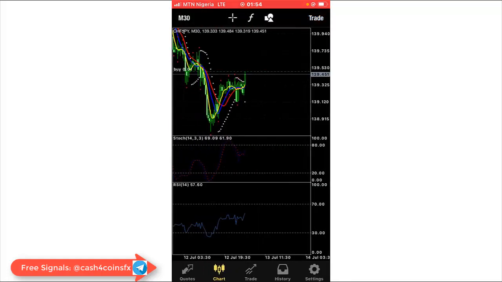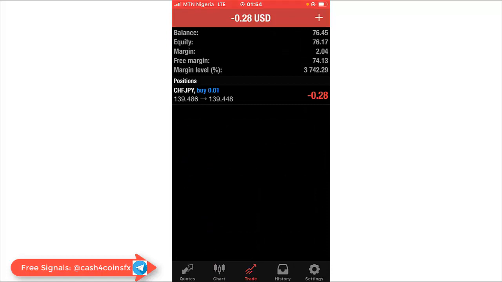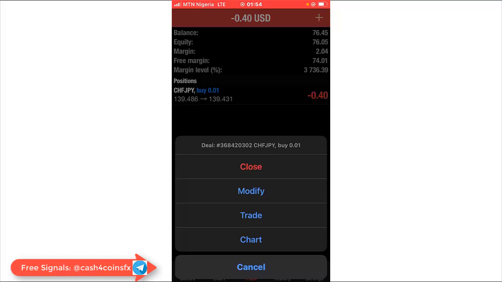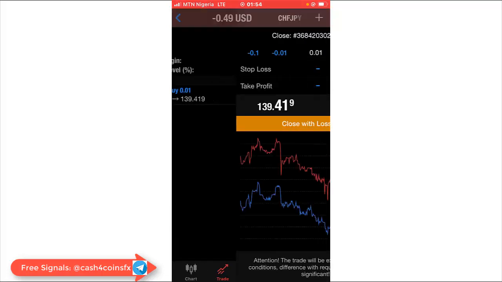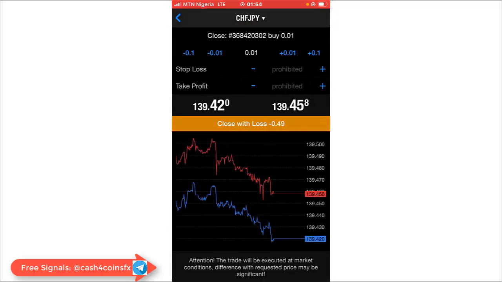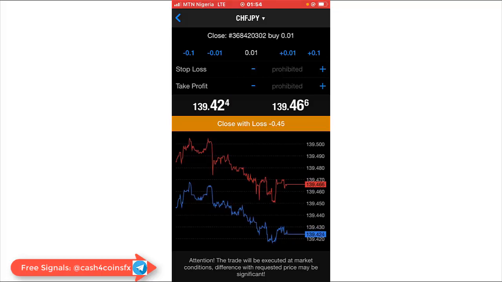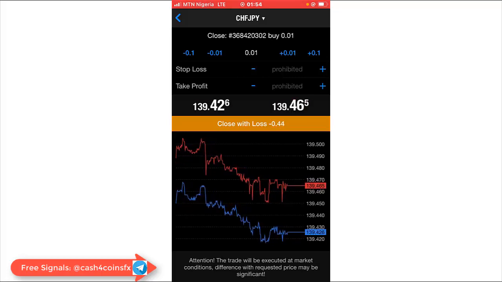That's it. So when you click on trade, as you can see, the trade is running. We clicked it immediately. So that's how to place a trade. It's very easy to place a trade. If you want to close it, you click and hold it. You can click on close and then close with a loss. It's already in loss. When we leave it for a while, it will go up and we have some profit. You can click on close here. That is how to close a trade.